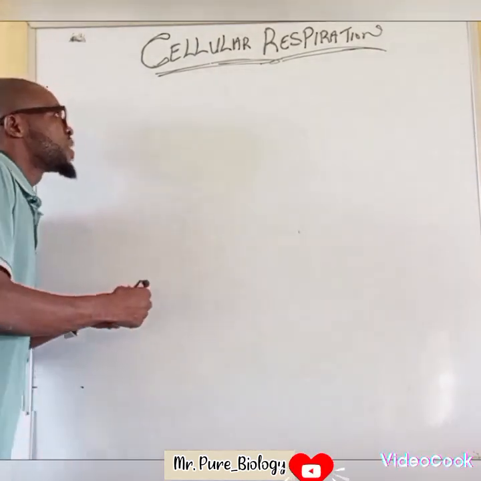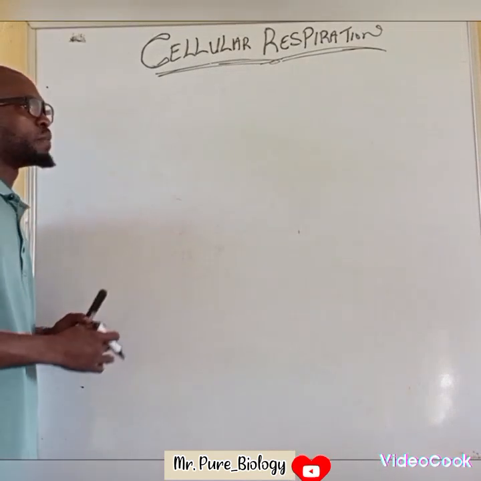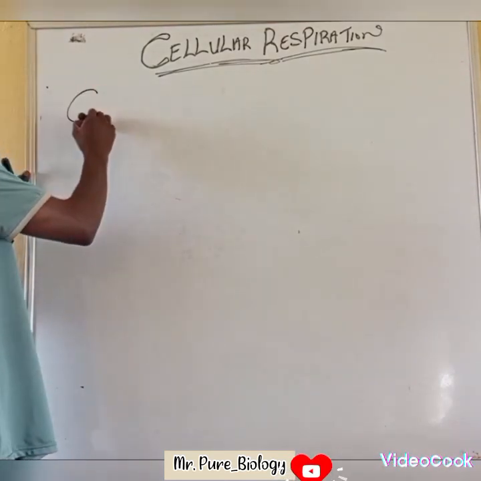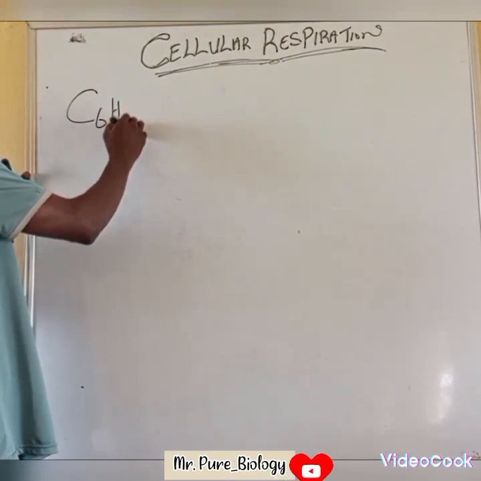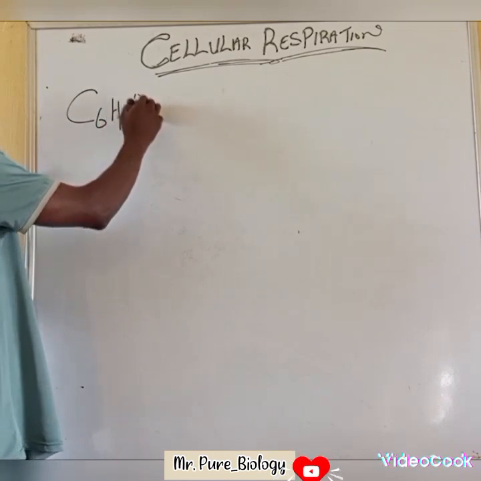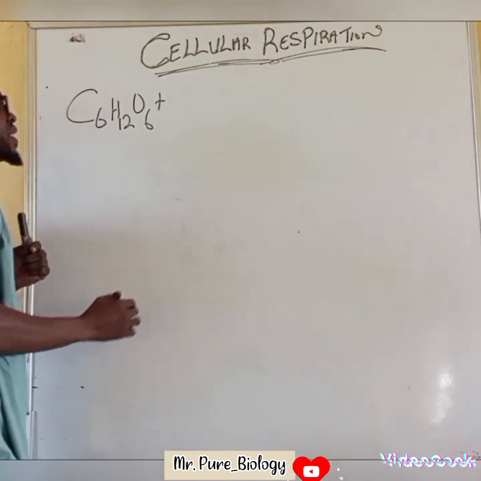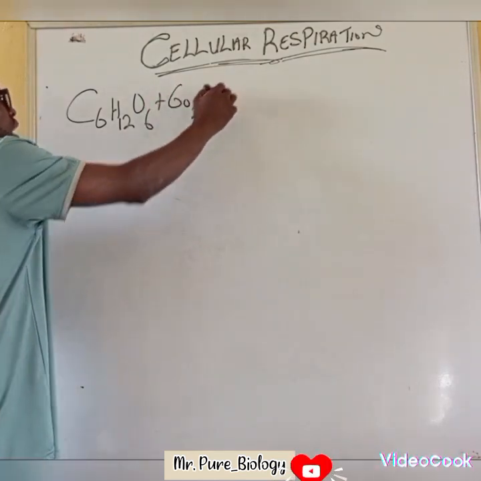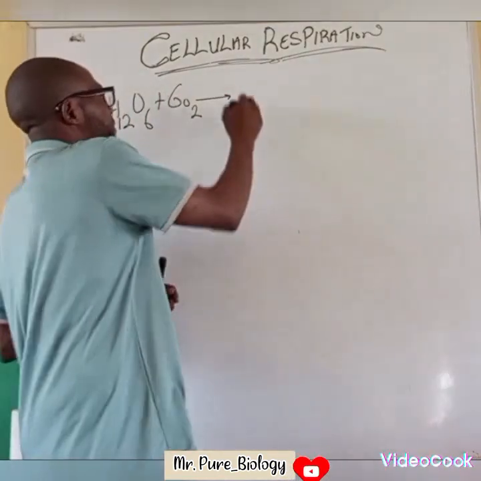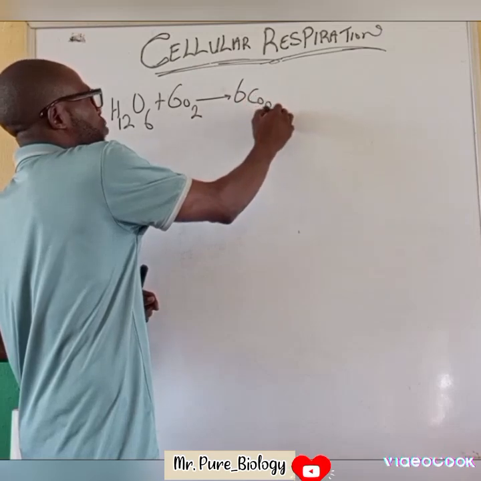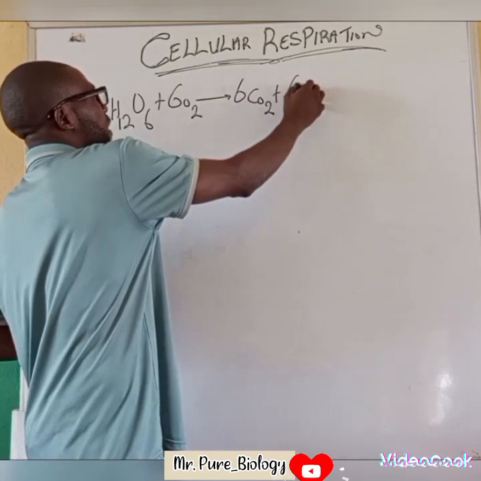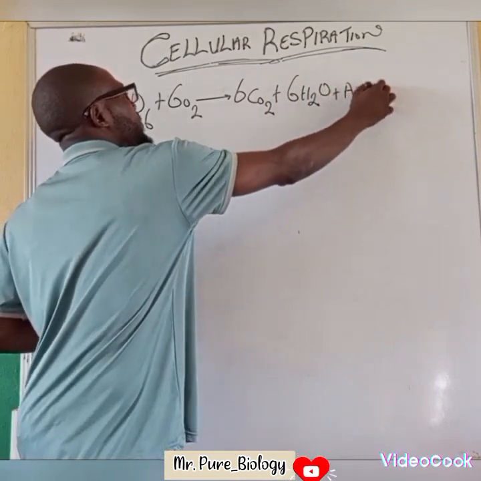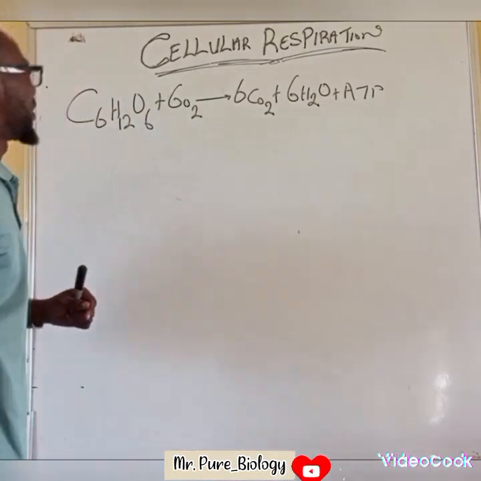Cellular respiration can be symbolically represented by the following equation, where we have glucose as C6H12O6 plus oxygen, that is 6O2, and it is going to result in 6CO2 plus 6H2O plus ATP. That is the energy we are talking about.